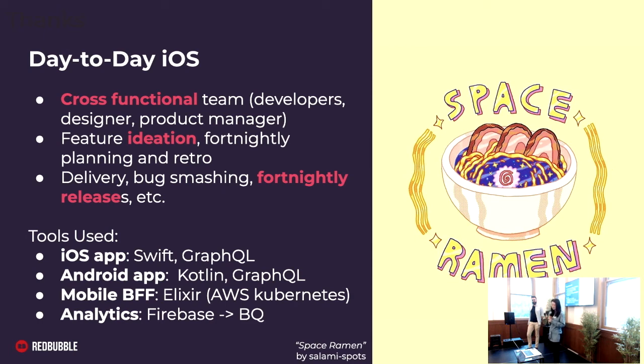For the iOS app, we use Swift plus GraphQL. For Android, it's Kotlin plus GraphQL. The mobile BFF is built in Elixir, and analytics is file-based to BigQuery. Next, I will hand it back to Karl to talk more about data science.